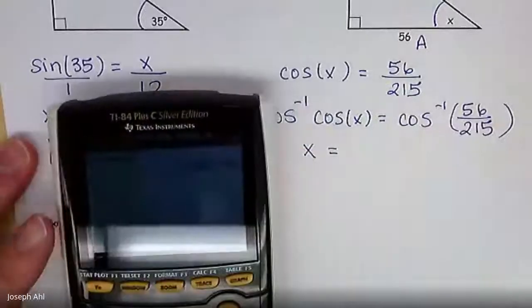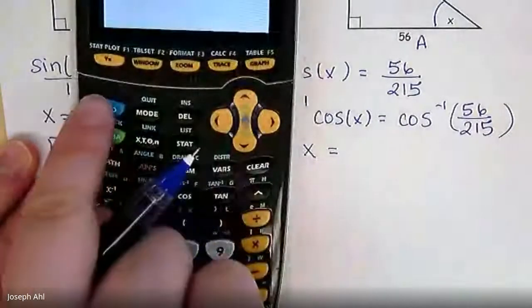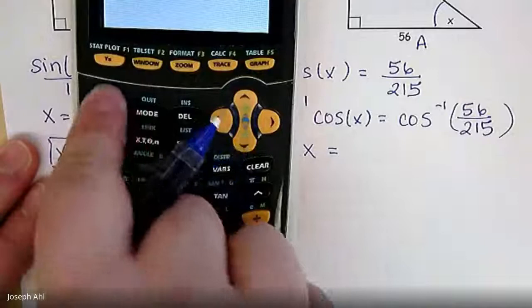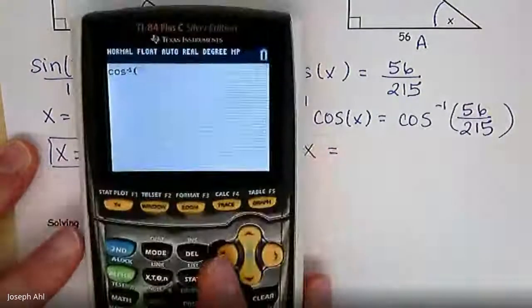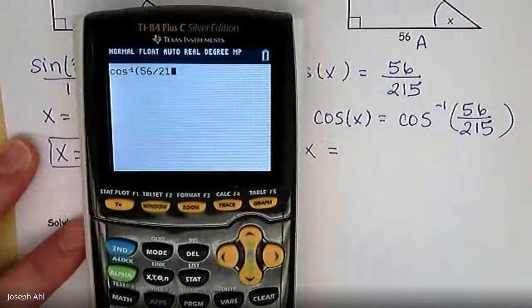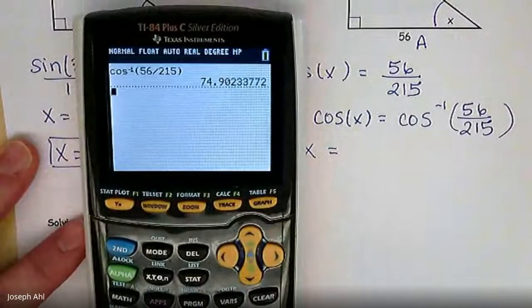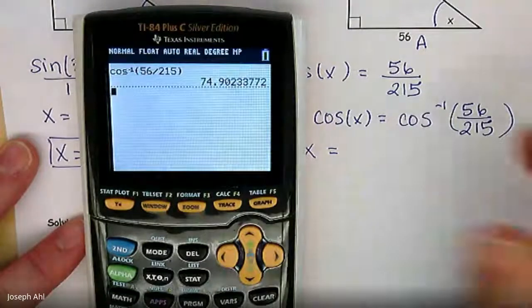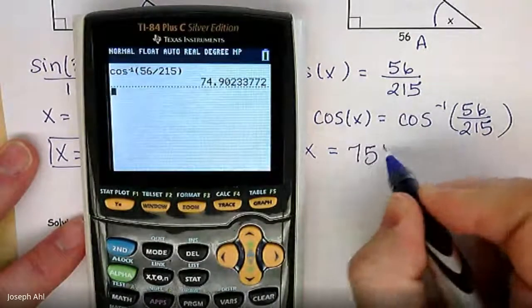To get to cos inverse, you're going to hit second cos. Stick in degree mode. You don't want to change that mode. Second cos of 56 over 215 is 74.9-ish degrees. So I'll round this to the nearest degree. We'll say that the angle x is approximately 75 degrees.